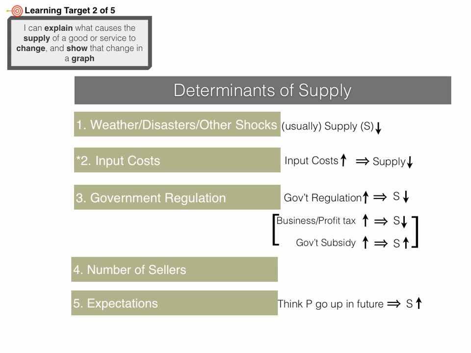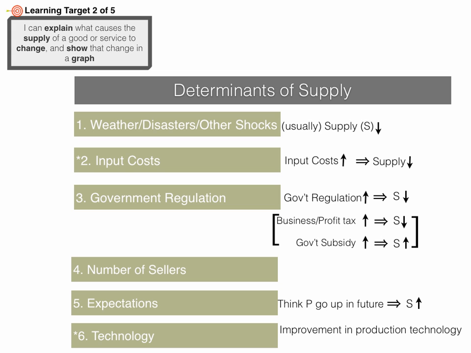price. And last determinant of supply is technology. Technology for the production of a particular good. Technology makes production faster and cheaper and more efficient. So when there's an improvement in production technology, that's going to cause the supply of that particular good to go up.